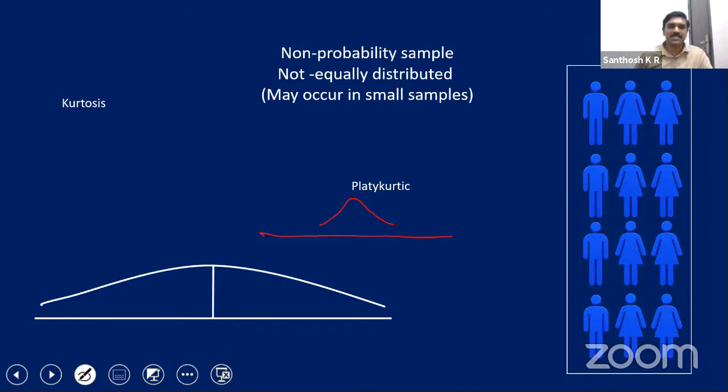We may feel this is somewhat normally distributed because it looks normally distributed, but we lost data from these areas, and we lost data from here also. We will call this mesokurtic. So kurtosis means we lost data, or we haven't got a representative sample. Skewness also says that we lost data or we don't have a representative sample.